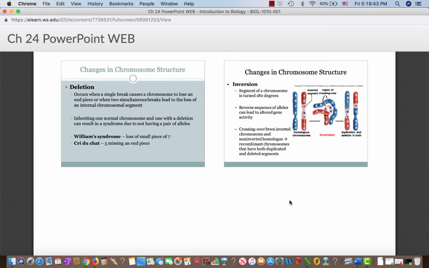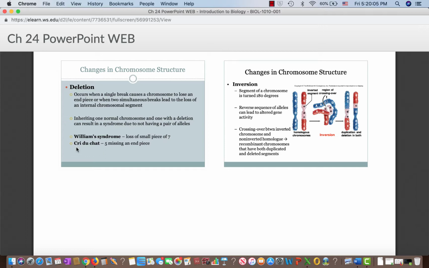So, changes in chromosome structure. You can have a deletion, which is essentially what it sounds like. A small piece of the DNA is removed, and when it was repaired, that information was lost. And you can have Williams syndrome. As a result of that, you lose a small piece of your 7th chromosome.